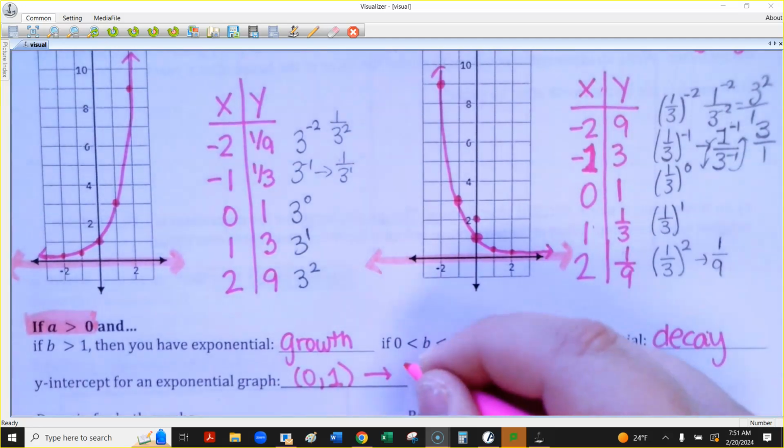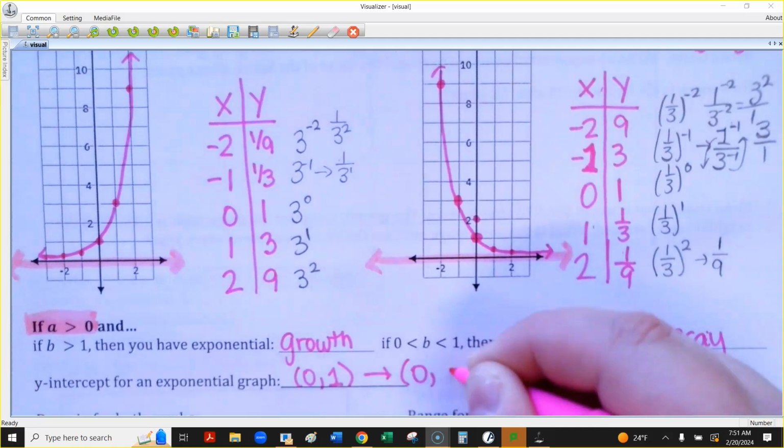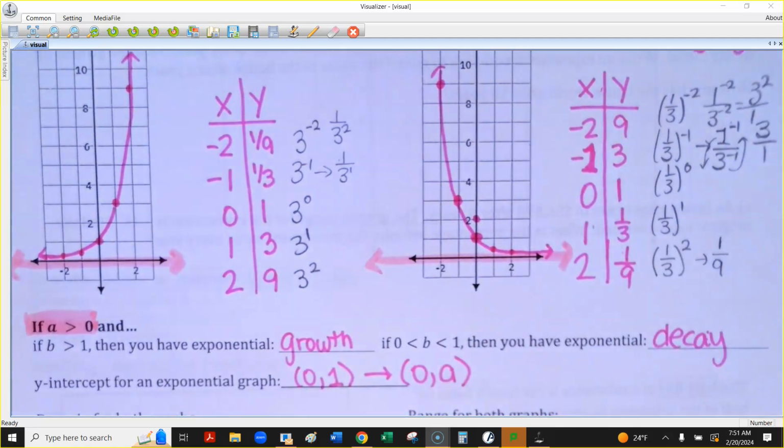In general, it actually should be 0, whatever your a value is, because if you plug in 0 as x for your exponent, anything to the 0 power is 1. The two graphs we have here today, they're both 0, 1. But if we had a number for a other than 1, that would be the y-intercept.